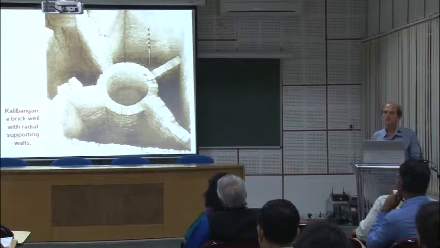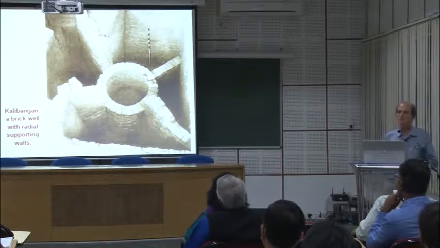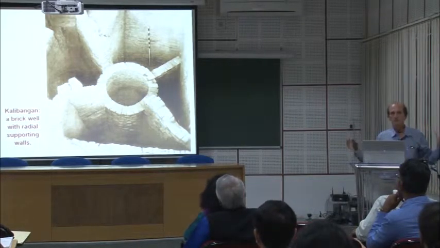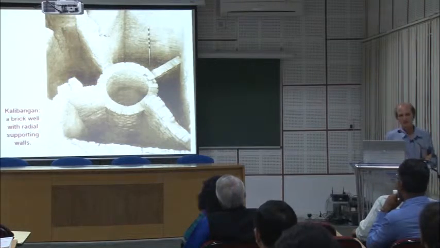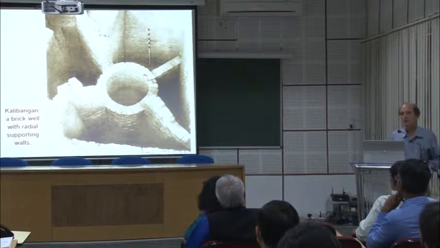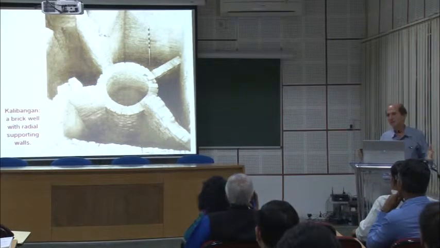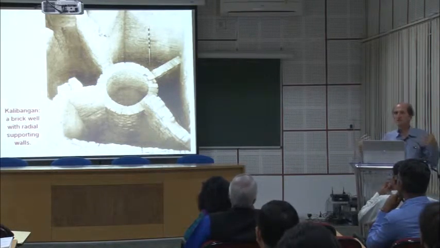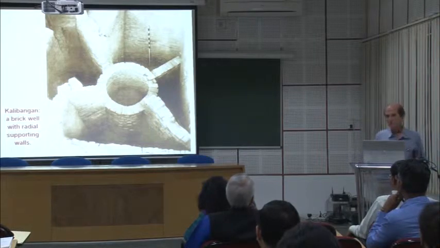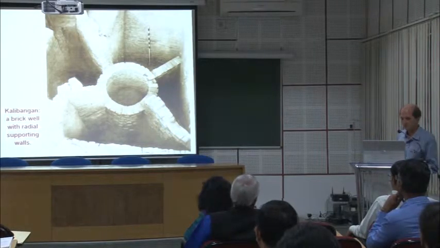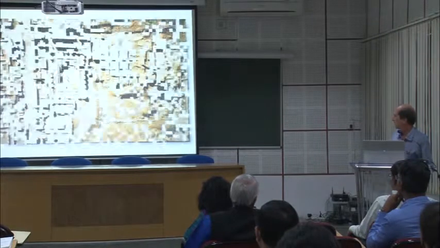Sometimes, like in Kalibangan, they must have been obliged to excavate a lot to build their wells securely. We don't exactly know, we're just guessing. But here, they obviously chose to make a huge excavation, build the well, and buttress it at the same time as they were progressing. So here you can see the buttressing supporting walls.